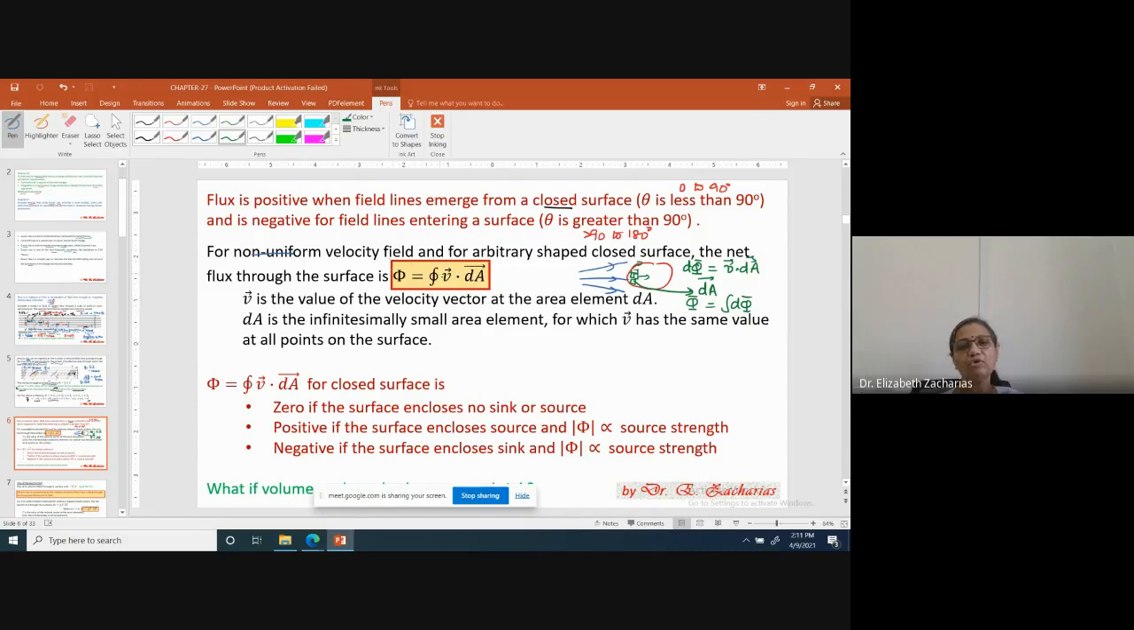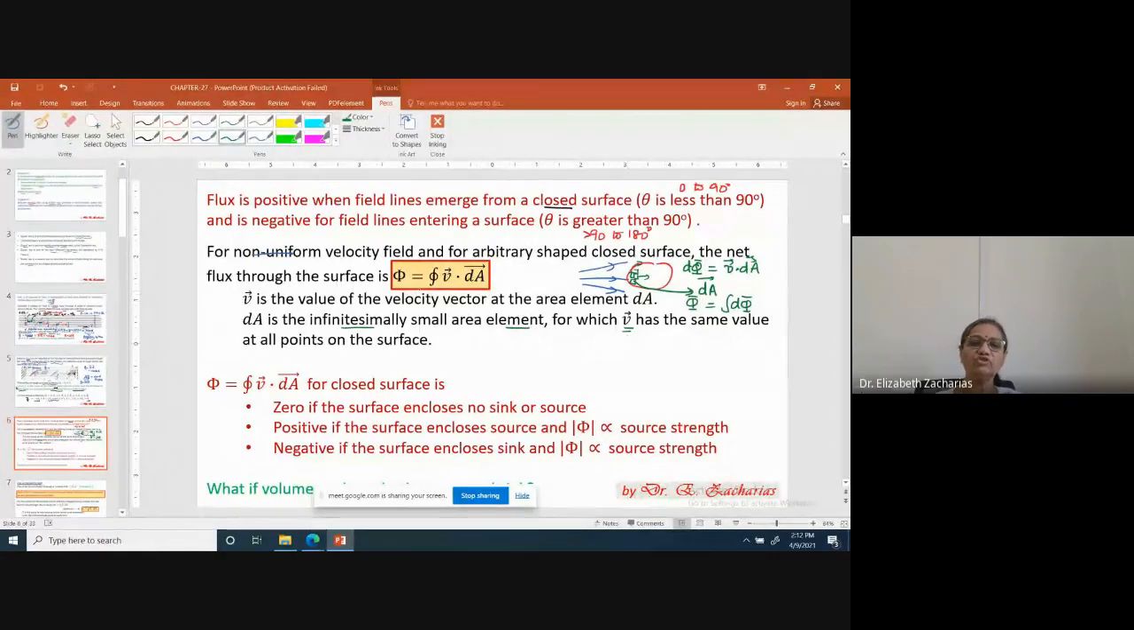Notice this is a surface integration. Have you heard of surface integration, guys, in mathematics? Okay, this is called surface integration, and this circle here means it is over a closed surface. For the closed surface, you're doing the integration. And what is dA? dA is the infinitesimally small area element that you have taken, so small that for that area, we will have the same value everywhere on that area.